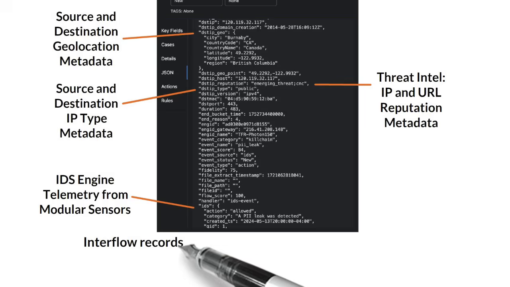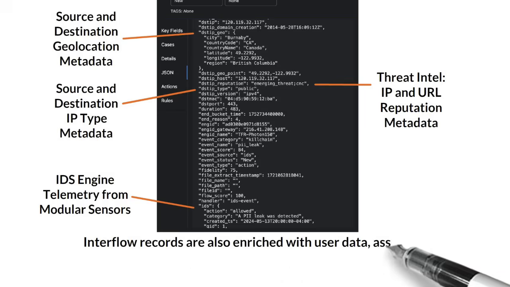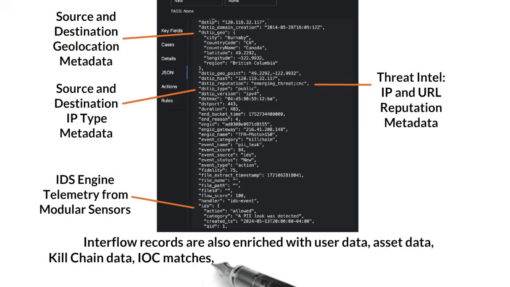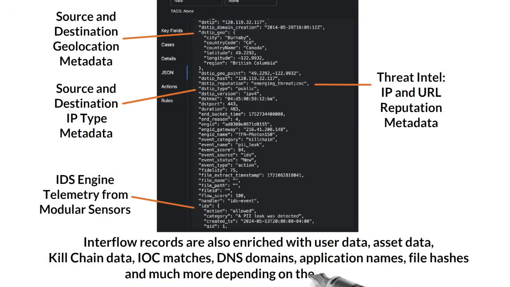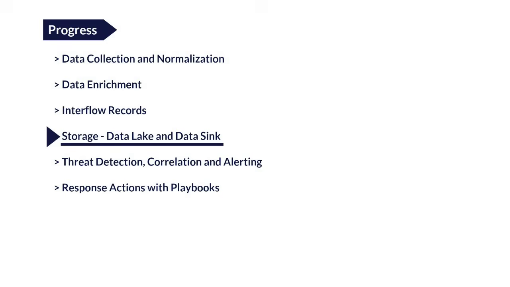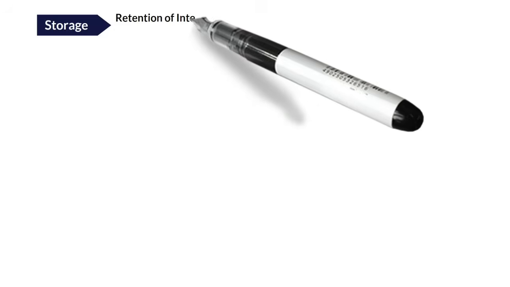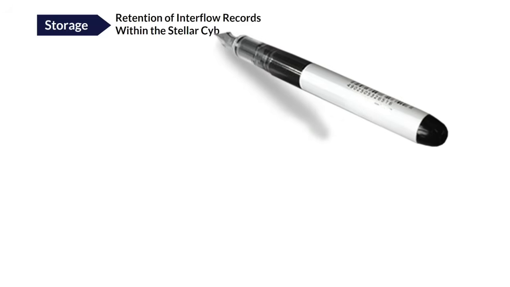Interflow records are also enriched with user data, asset data, kill chain data, IOC matches, DNS domains, application names, file hashes, and much more, depending on the type of alert. Now, let's learn about storage in Stellar Cyber with the data lake and Data Sync. Storage, retention of interflow records within the Stellar Cyber platform.